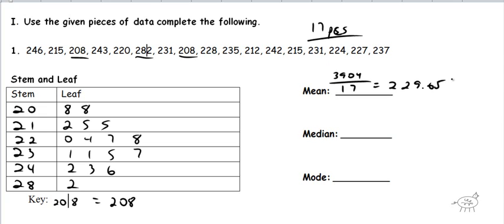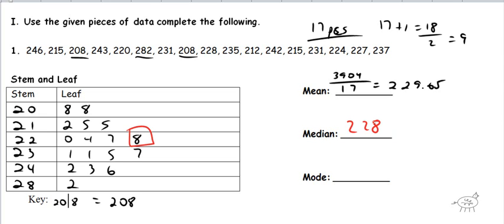Okay, median is the physical middle. Remember, it's 17 pieces of data. Since it's an odd number, you're only going to have one middle. So I can do 17 plus 1, which is 18, divided by 2, which is 9. So I want to count the 9th piece of data. Having it in order like this is nice because I just count the 9th one. 1, 2, 3, 4, 5, 6, 7, 8, 9. So our 9th one is this piece of data right here. It's 228. There we go.